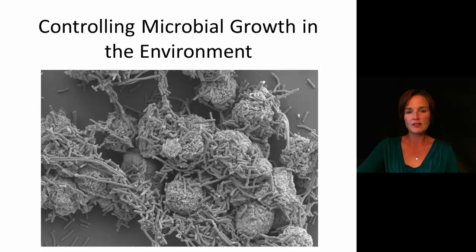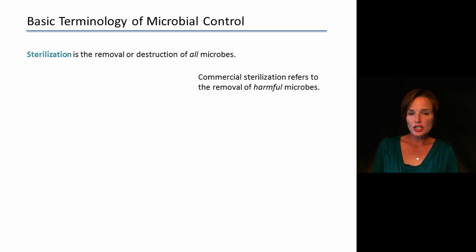So here we want to talk about some of the ways that we can control microbial growth in the environment specifically. Now, some terminology that does apply to controlling microbe growth is, first of all, sterilization. That word, if we're using it in its strictest sense, refers to the removal or destruction of all microbes, every single one in a particular location. Now, that's not typically what we actually do.